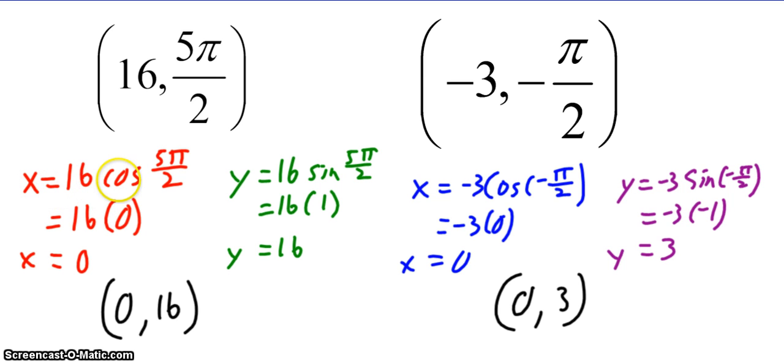So I know x equals 16 cosine of 5 pi halves. Cosine of 5 pi halves is 0, so 16 times 0 is 0. y is 16 times the sine of 5 pi halves. The sine of 5 pi halves is 1. 16 times 1 is 16.